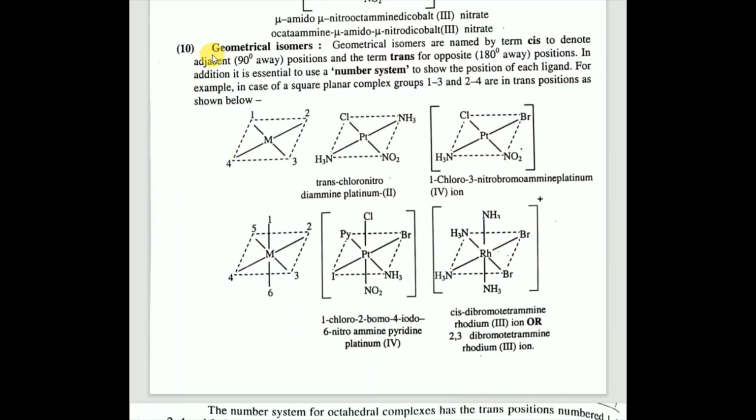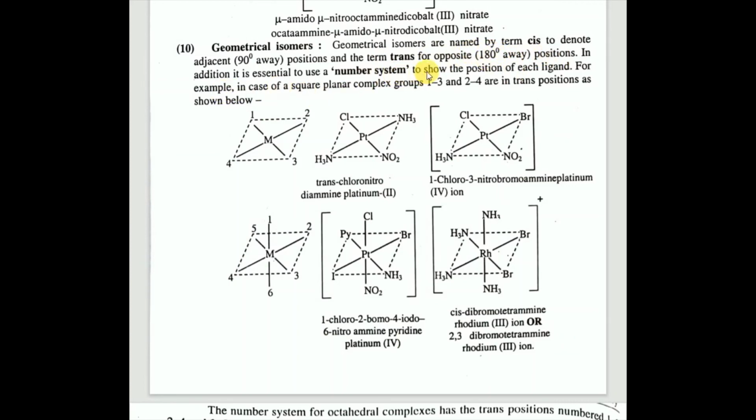Then friends, the next rule is the 11th rule, geometrical isomers. In coordination compounds or complexes, there are two types of complexes, cis and trans complexes. We have already seen cis and trans isomers. Cis means similar groups on adjacent sides, meaning 90 degrees away, and the term trans means opposite sides, meaning 180 degrees away.